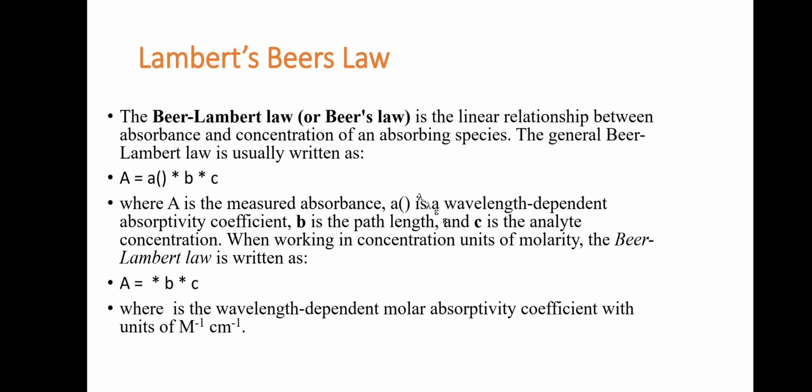So here the absorbance is directly proportional to the path length and the concentration. So this is the Beer-Lambert law. If we change the path length, then the absorbance of the substance changes. If we change or vary the concentration of the substance, the absorbance of that substance changes. So the absorbance is directly proportional to the path length and concentration.